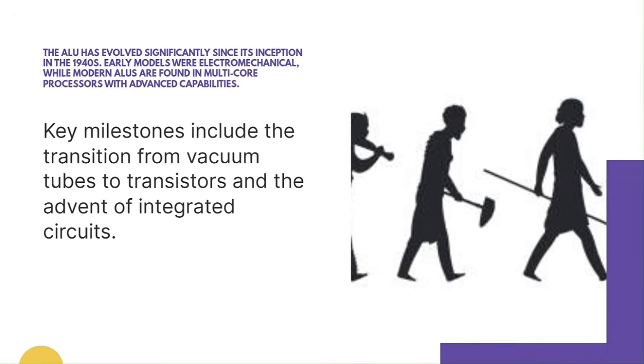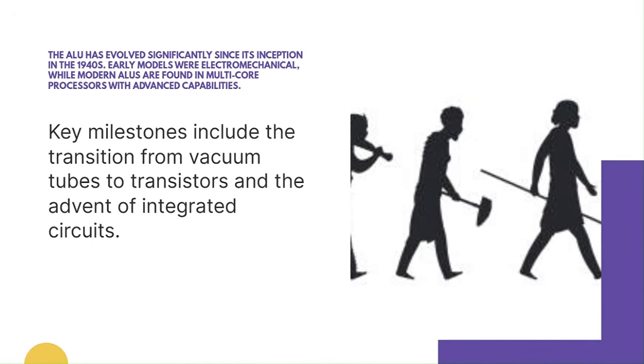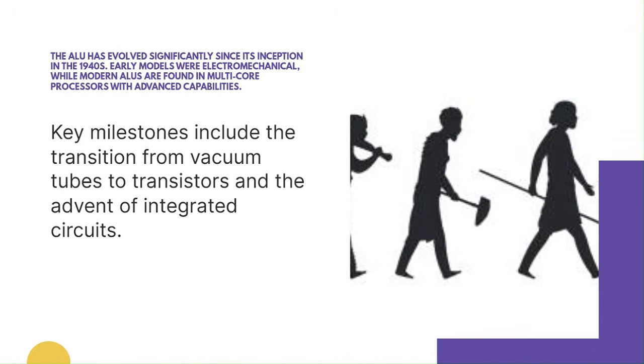The ALU has evolved significantly since its inception in the 1940s. Early models were electromechanical, while modern ALUs are found in multi-core processors with advanced capabilities. Key milestones include the transition from vacuum tubes to transistors and the advent of integrated circuits.